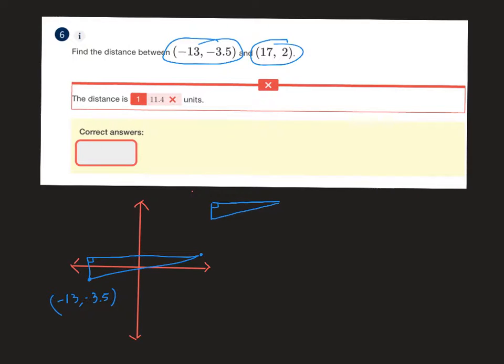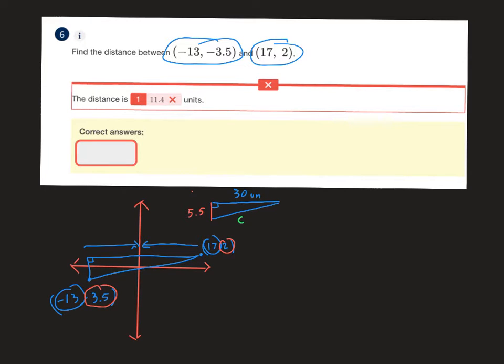So to go from -13 to 17, that's a long ways. So we got -13 and 17. That's going to be a total of 30 units. And then to go from -3.5 to 2 puts us at 5.5 units. We have 5.5 and 30, and we don't know c.